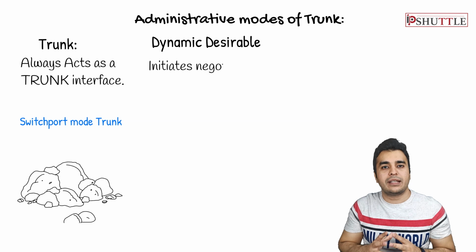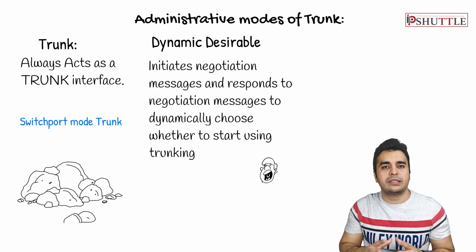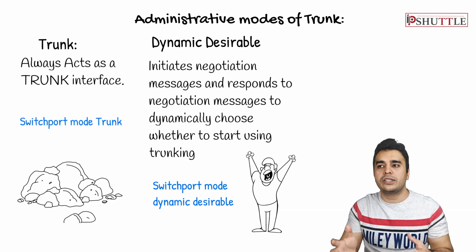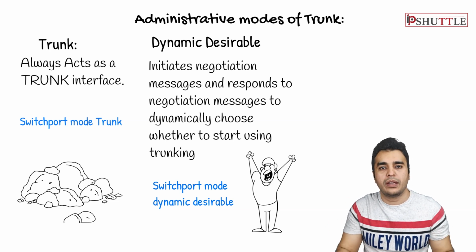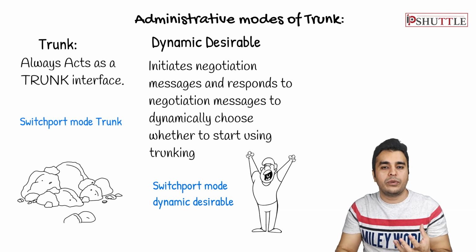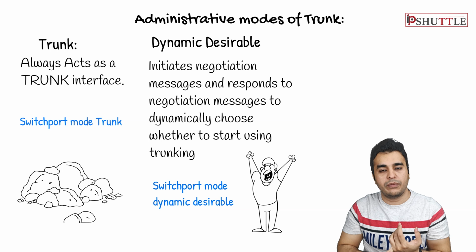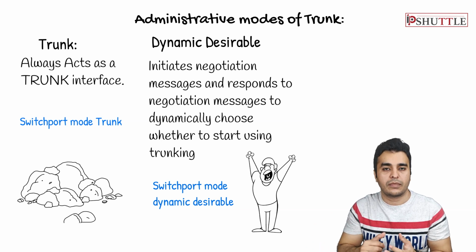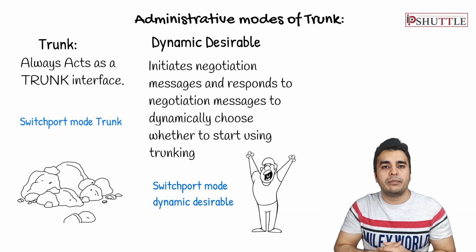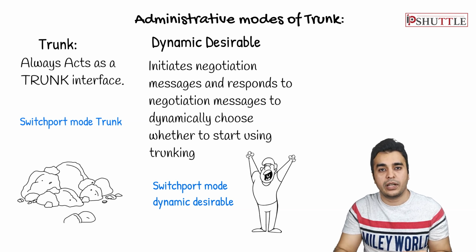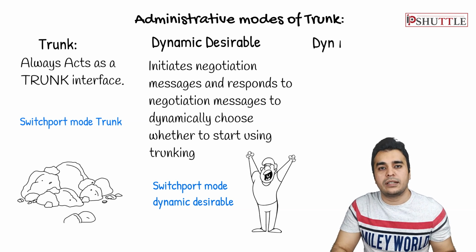The second mode is dynamic desirable. Think of it as one guy shouting, let's initiate a trunk, let's initiate a trunk, and whoever listens creates a trunk. Basically it initiates the negotiation with the other interfaces to form a trunk interface. The other side could be dynamic auto or dynamic desirable, and it will initiate the trunk.